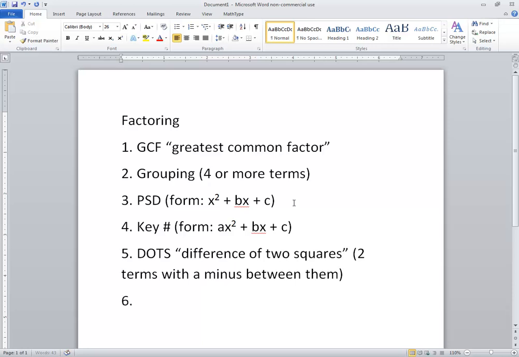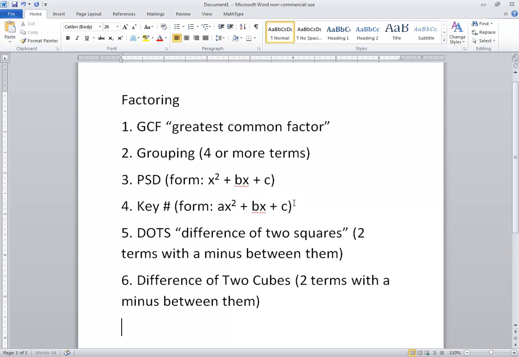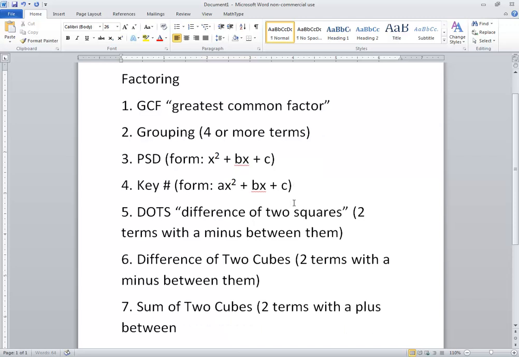Our sixth one is the difference of two cubes, and that's when you've got two terms with a minus between them. And our seventh one is the sum of two cubes. This is when you've got two terms with a plus between them.